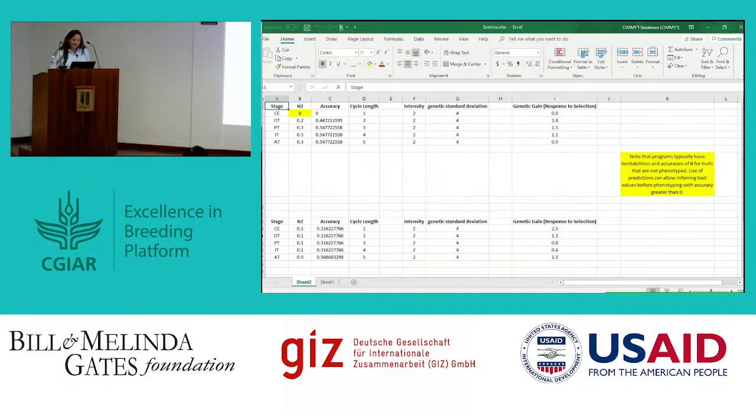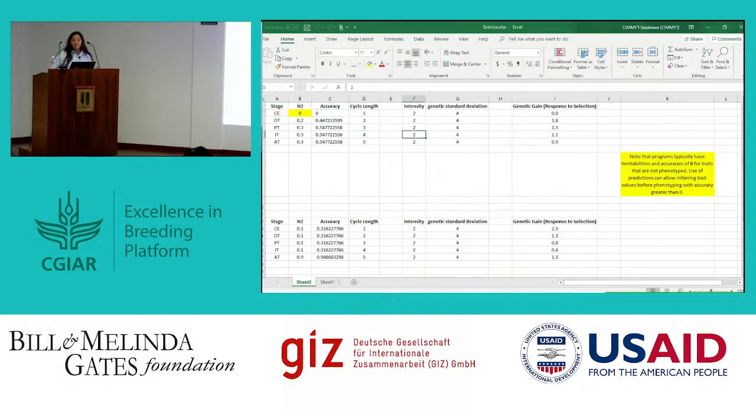So the example that you have here is a 5-stage breeding program. There's a stage of maybe clonal evaluation, an observational trial, a preliminary trial, an intermediate trial, and an advanced trial. And each of those stages has different heritabilities for the phenotypes. So therefore, they have different accuracies. If you recycled at a given stage, you would have a different cycle length as well, right? Depending on the stage that you select from and use as parents, you have a different cycle length. So those are reflected here.